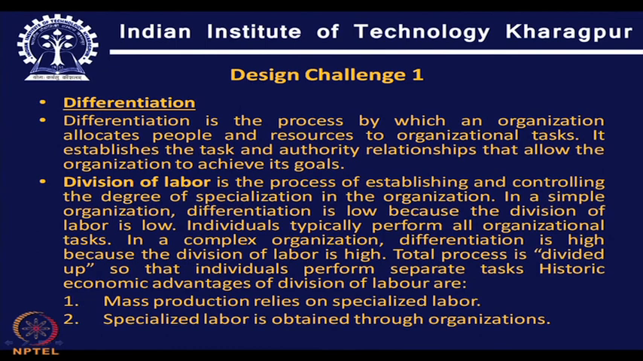So the advantages of this is mass production relies on specialized labor. If we are doing some repetitive task with less variations in it, what happens is, if it is specialized labor, focusing on each portion of the thing, then it helps in mass production. And specialized labor is obtained through organizations.